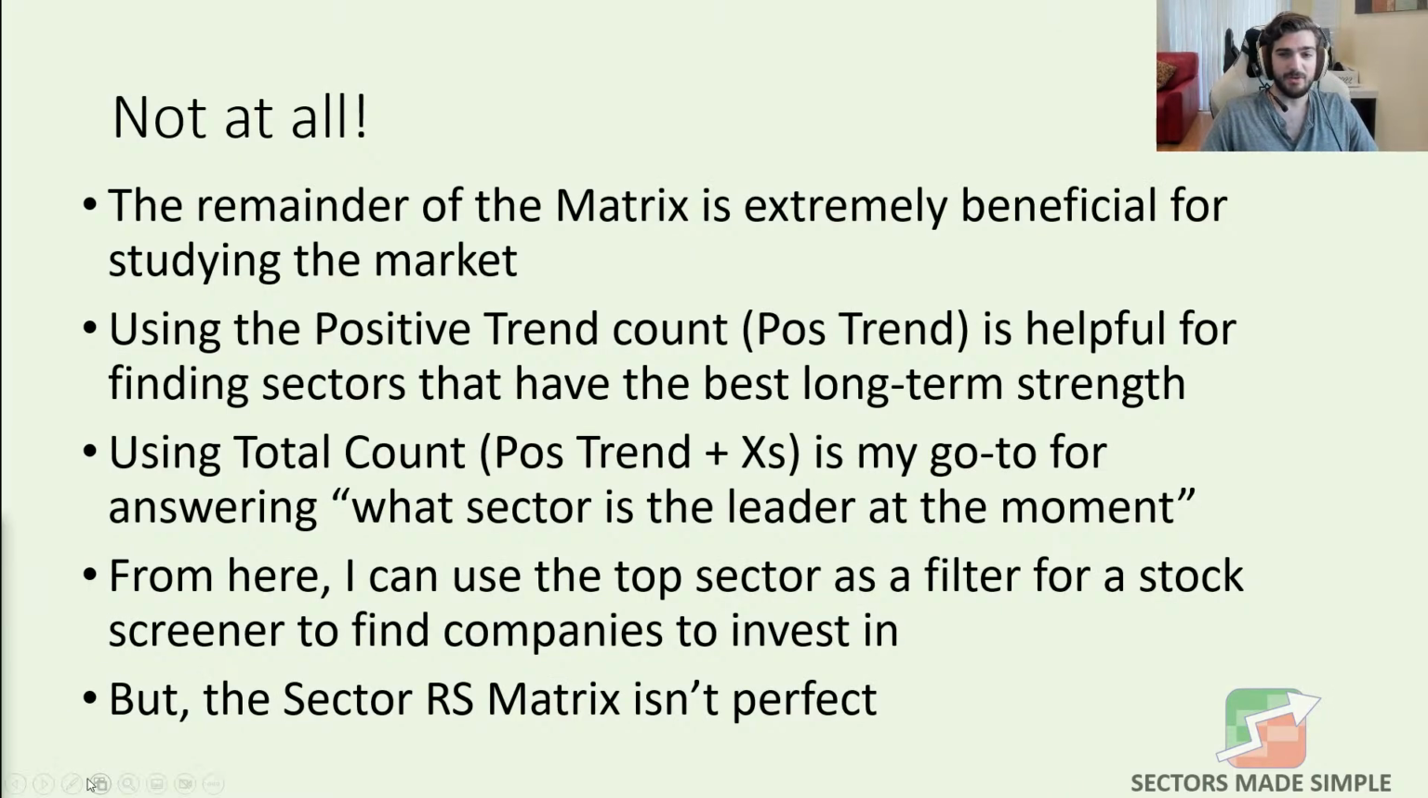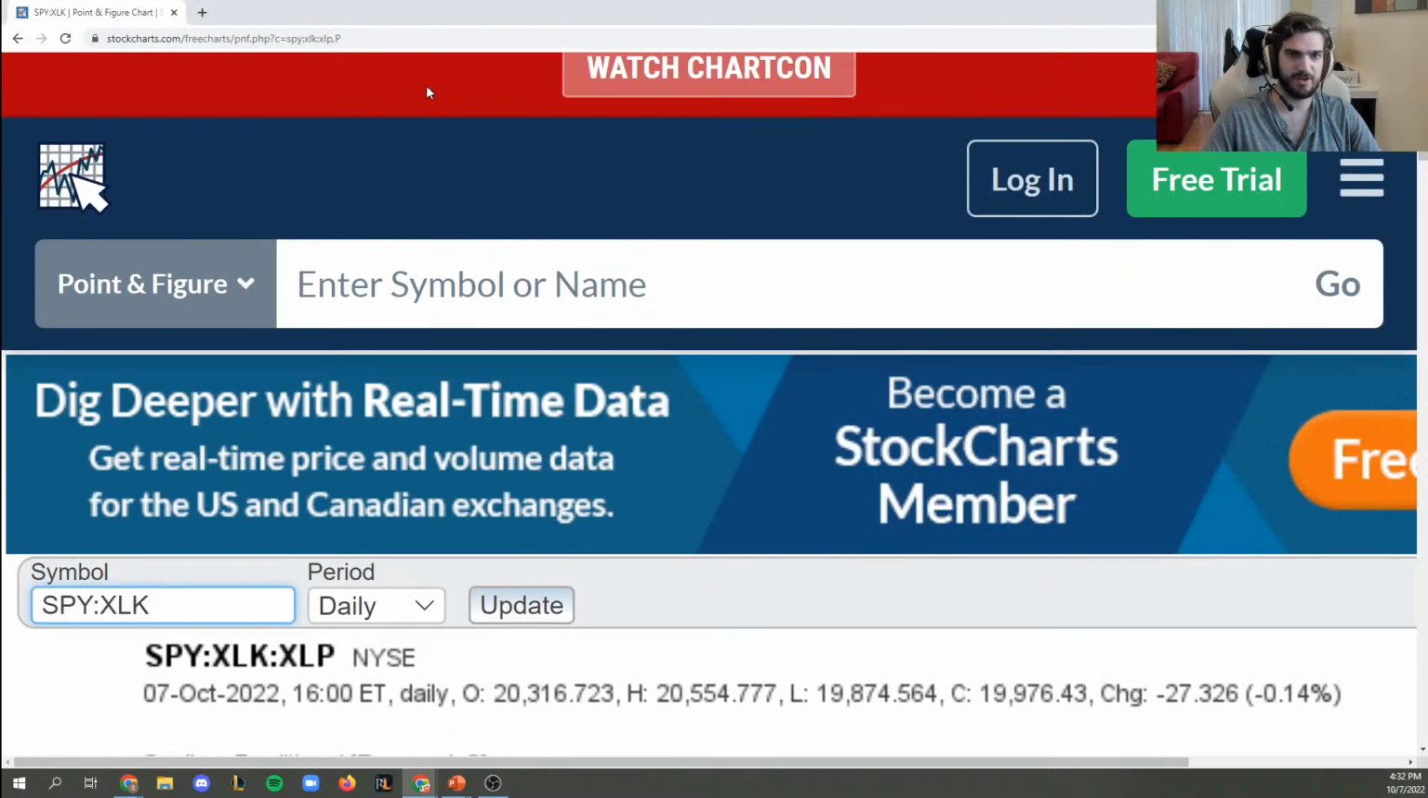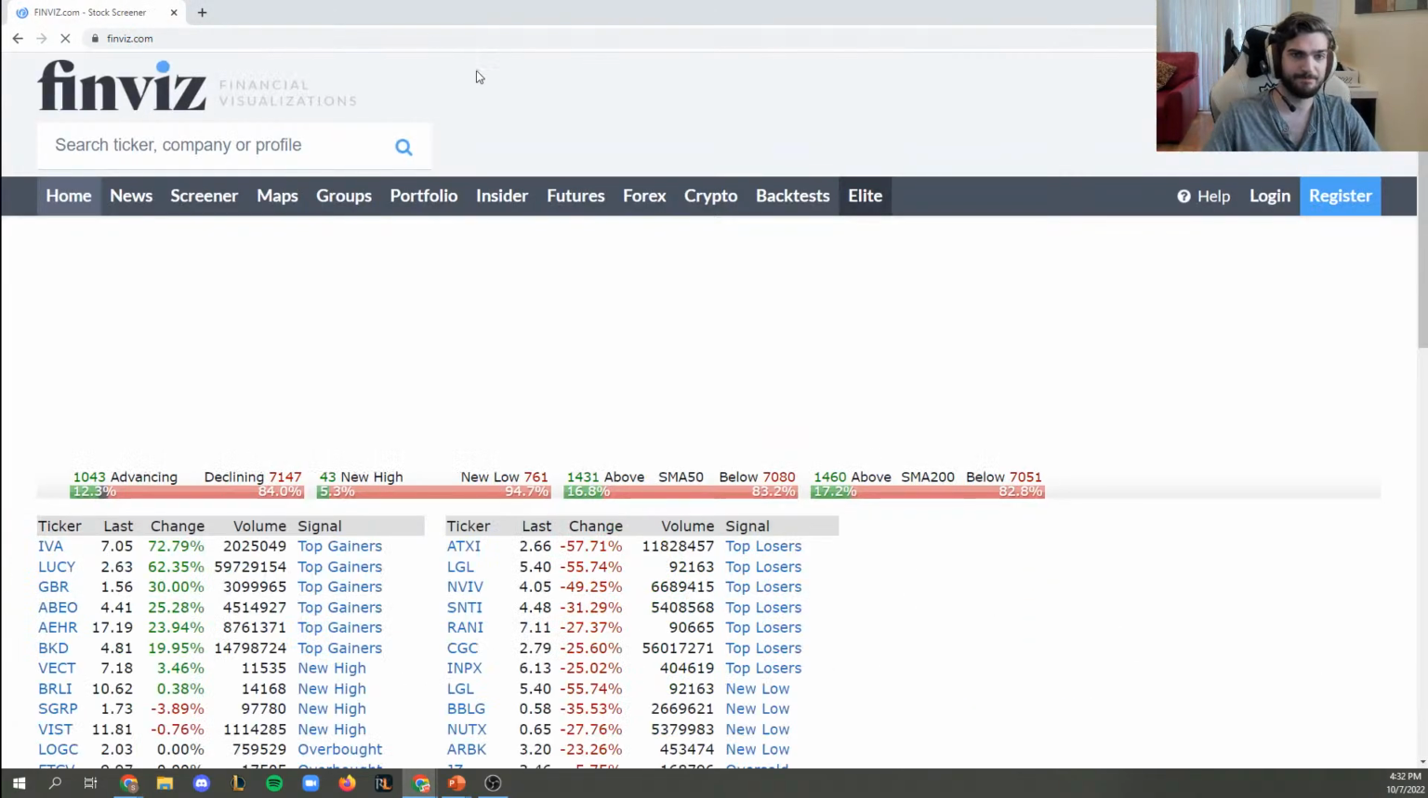And from here, you can use that answer. What is the top sector? Well, now you know. It could be energy and it could be healthcare. So let's use it. Now you might go to a website that has a stock screener. For example, I'm just going to give the example here of FinViz.